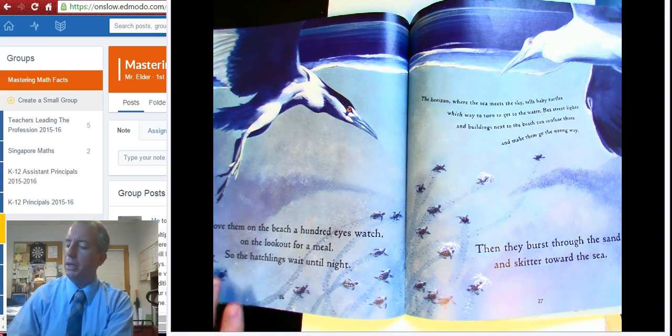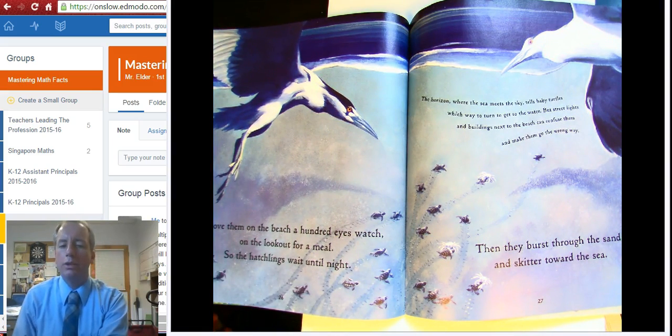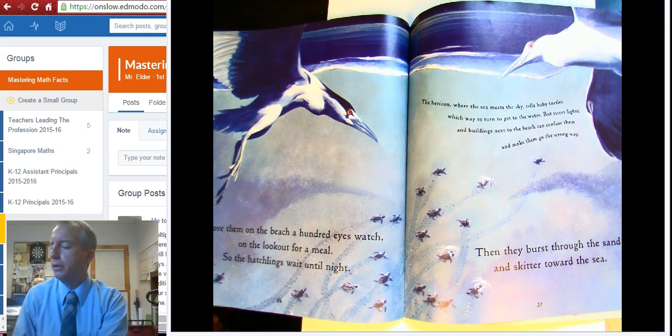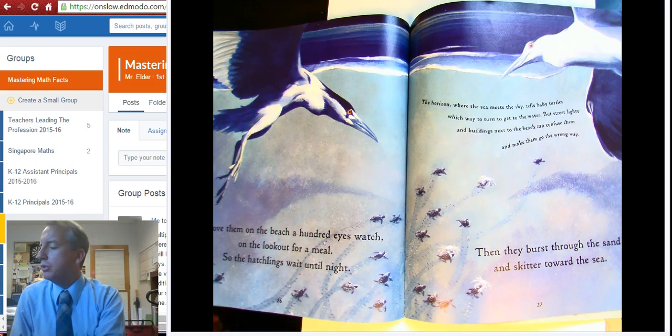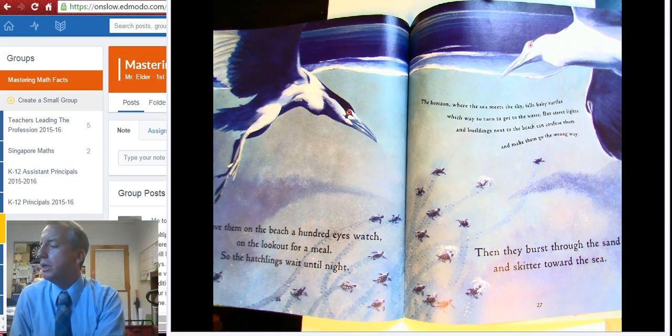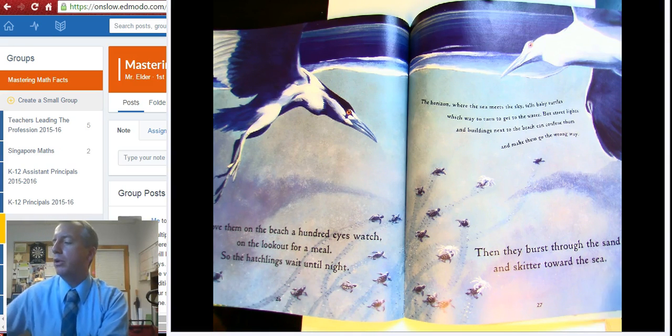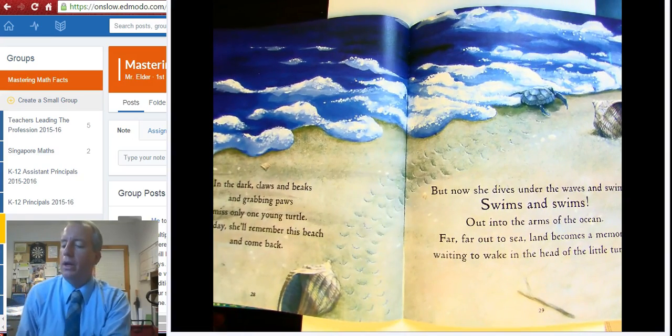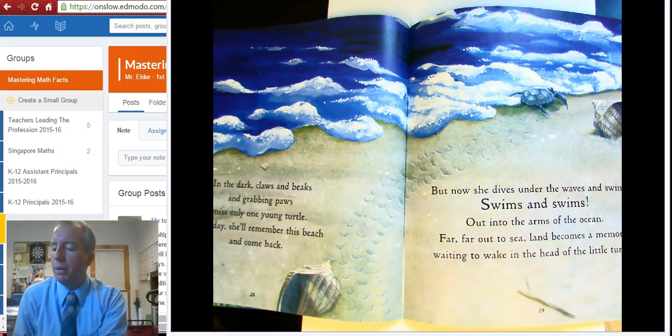Above them on the beach, 100 eyes watch, on the lookout for a meal, so the hatchlings wait until night. Then they burst through the sand and skitter towards the sea. The horizon where the sea meets the sky tells baby turtles which way to turn to get to the water. But street lights and buildings next to the beach can confuse them and make them go the wrong way. In the dark, claws and beaks and grabbing paws miss only one young turtle.